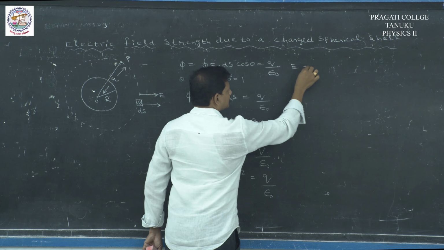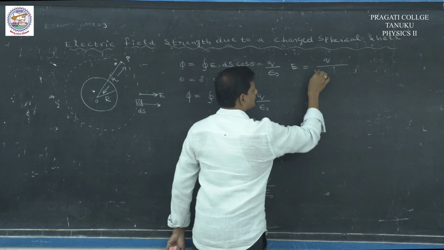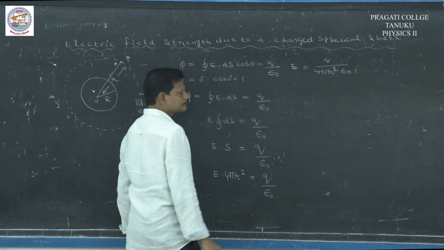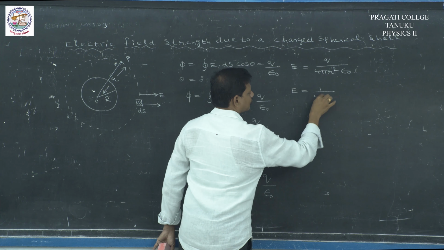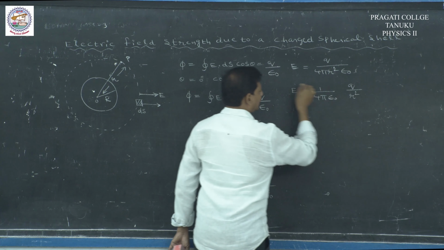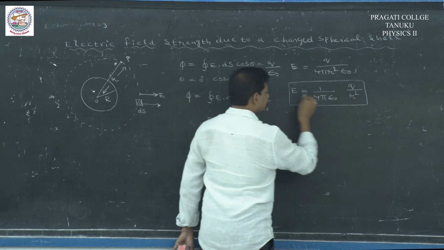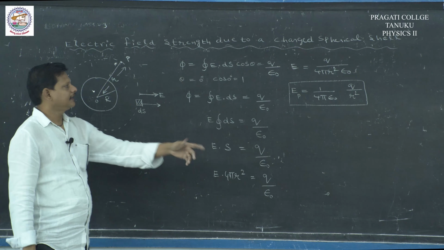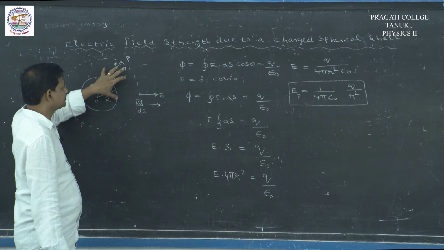So E is equal to q by 4 pi r square into epsilon naught. E is equal to 1 by 4 pi epsilon naught q by r square. This is the expression for electric field strength at a point outside the sphere at a distance r from the center. Now the point lies outside the sphere.